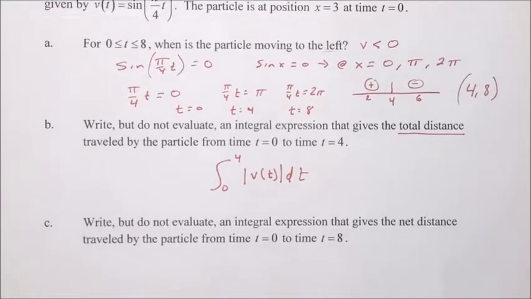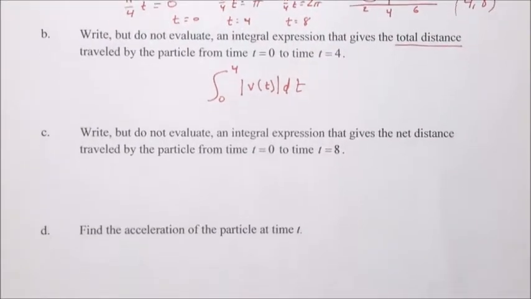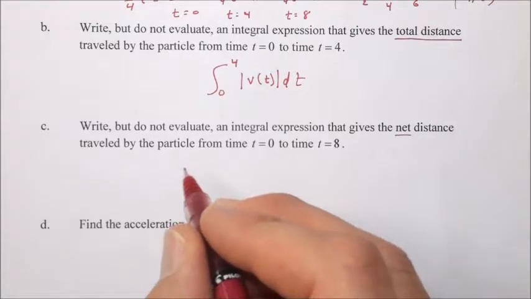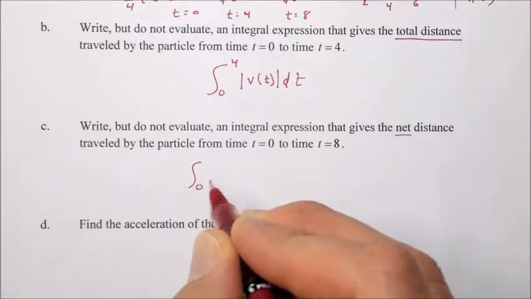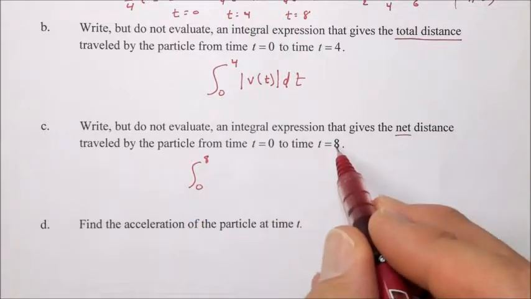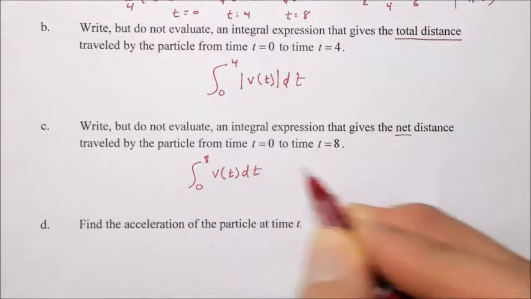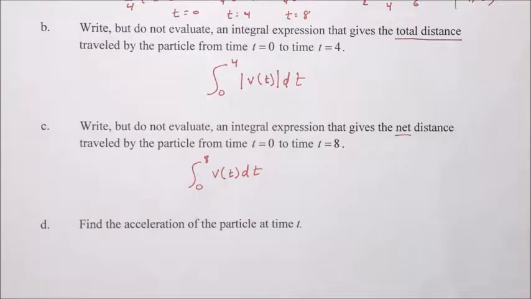For part C, write but do not evaluate an integral expression that gives the net distance. Right? So net distance is the same thing without the absolute value marks. So integral from 0 to 8 this time, because that's our bound. And we just have v of t dt. Right? We just have to write it. We don't have to evaluate it.